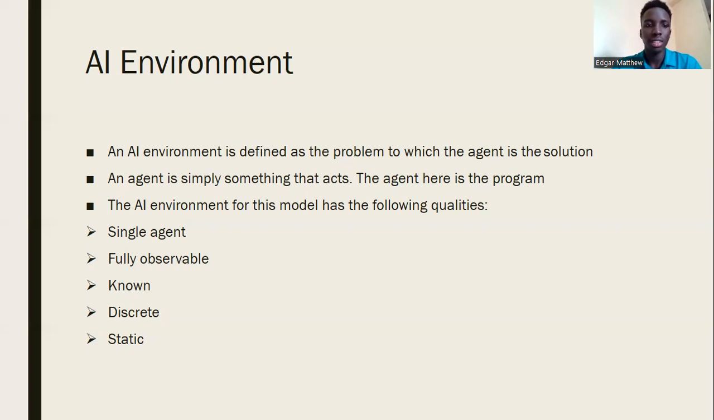The environment that we're following has these qualities: a single agent, fully observable, known, discrete, and static. By single agent, we mean it's the only one acting within that environment. We don't expect there to be any other agents or corresponding organisms working in this environment. It's only the program itself there to detect whether a cell or a tumor is cancerous or not.